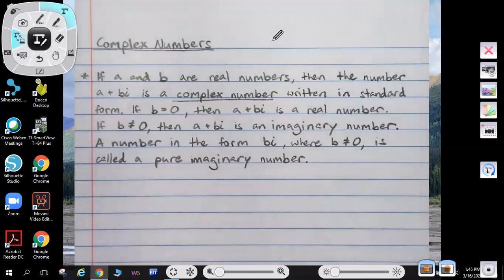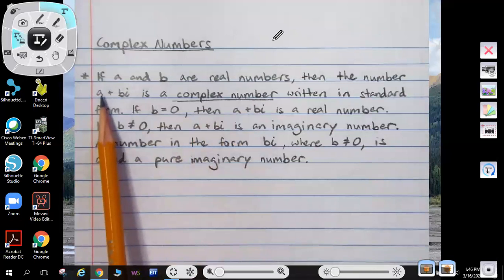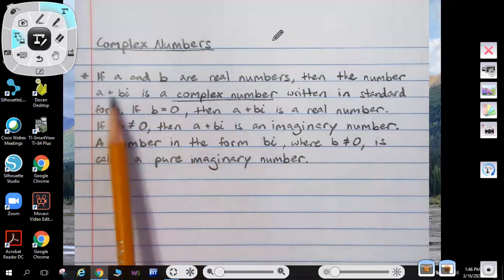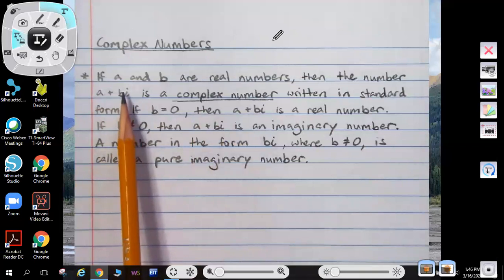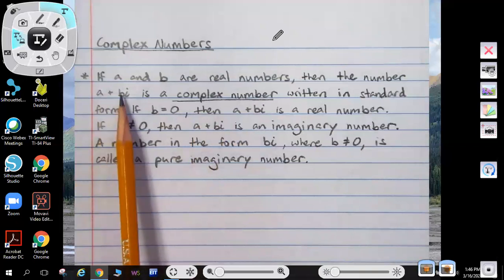Okay, let's read through this together. If a and b are real numbers, which all that means is that they are not imaginary, then the number a plus bi is a complex number written in standard form. So standard form of a complex number is real part first, which is a, and we know that it's a real number because there's not an i on it. So a plus bi, the bi is your imaginary number. So standard form of a complex number is real number first, then imaginary.